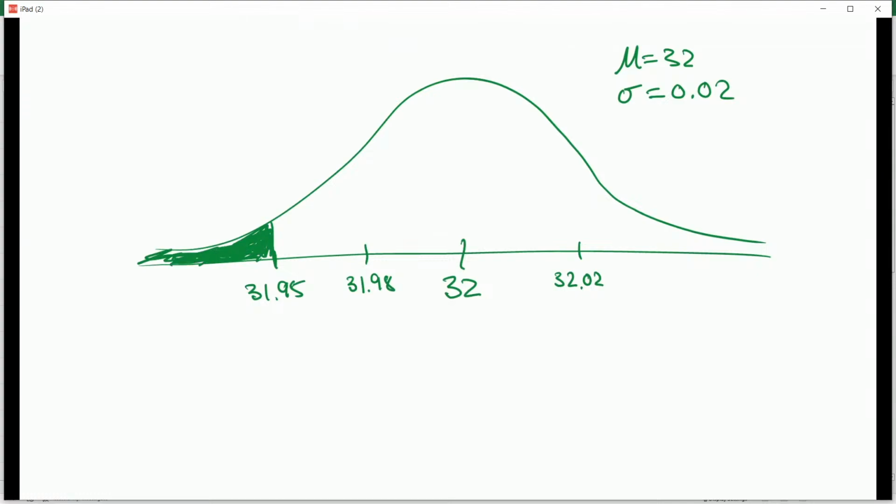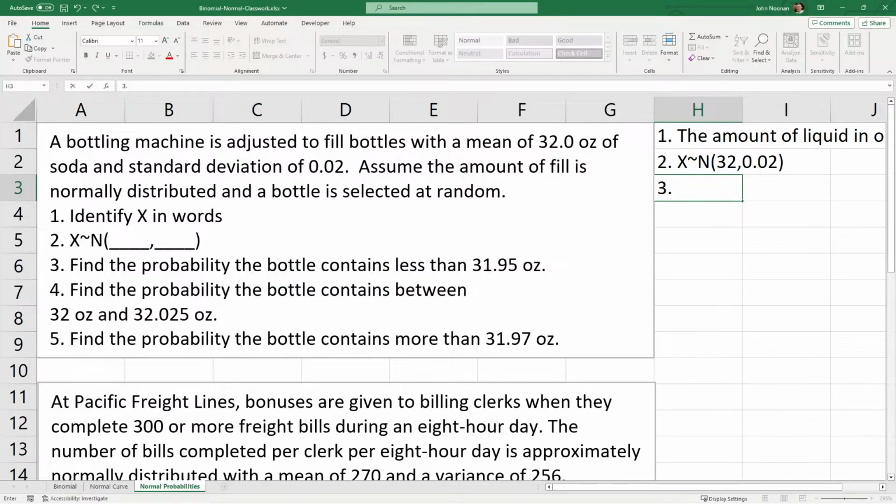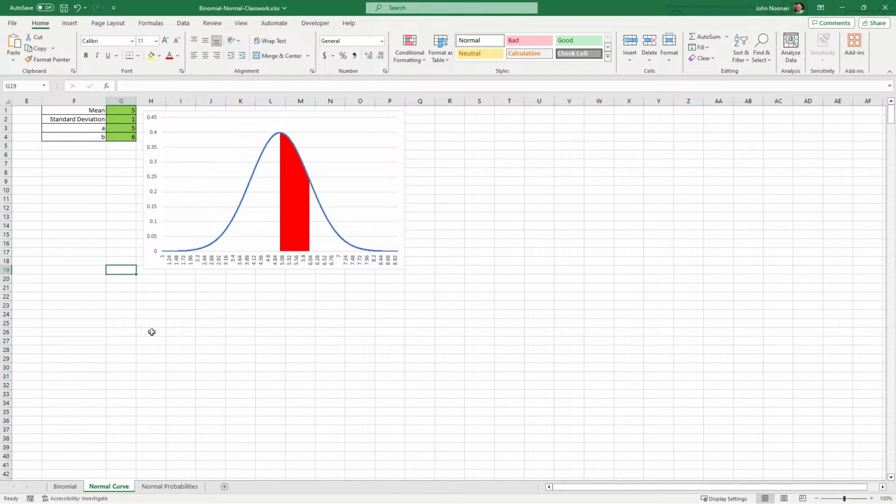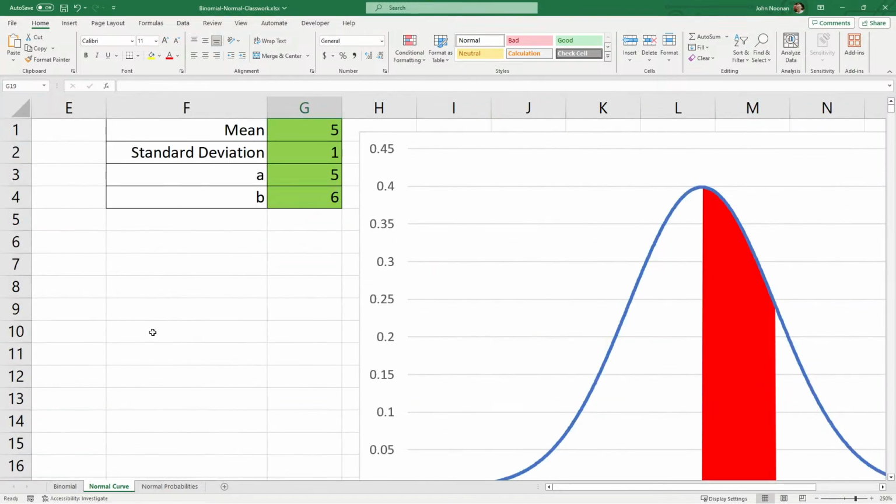Let me show you how you would do this using my little tab on Excel. Some of you have already done it. That's the way you are, I know. You've been fooling around with this. But let's see. Isn't this beautiful? I've got a place. All you have to do is enter the mean, 32, the standard deviation, 0.02.